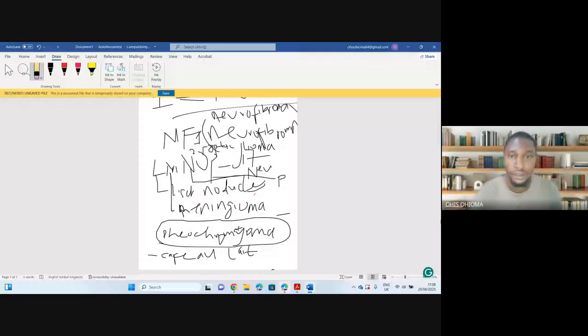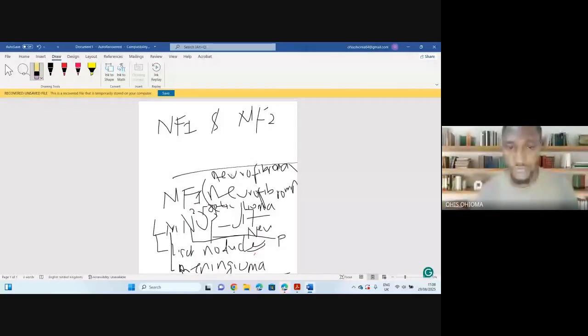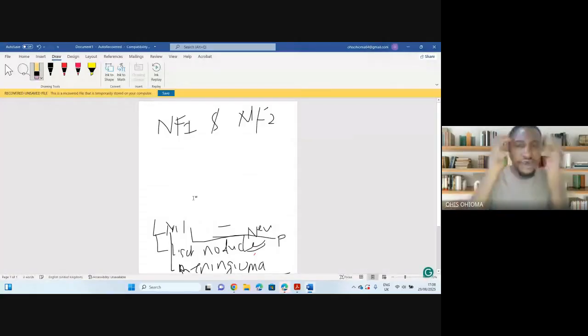The next one we're going to talk about is neurofibromatosis 2. There's a very easy way to remember the chromosome that's affected. I want you guys to remember this mnemonic. This mnemonic is called MISME.